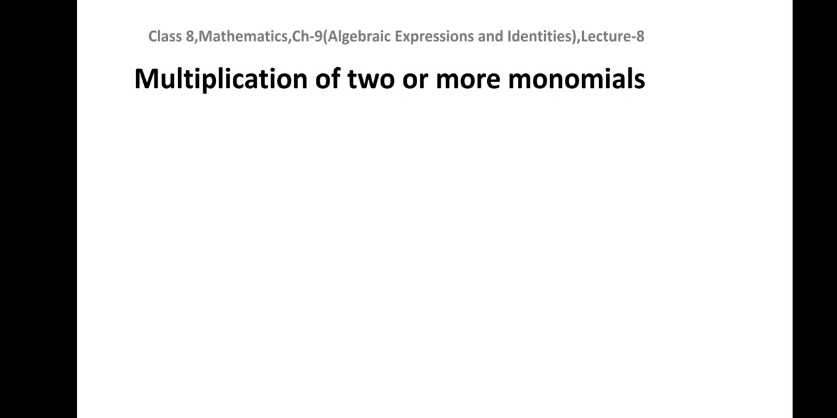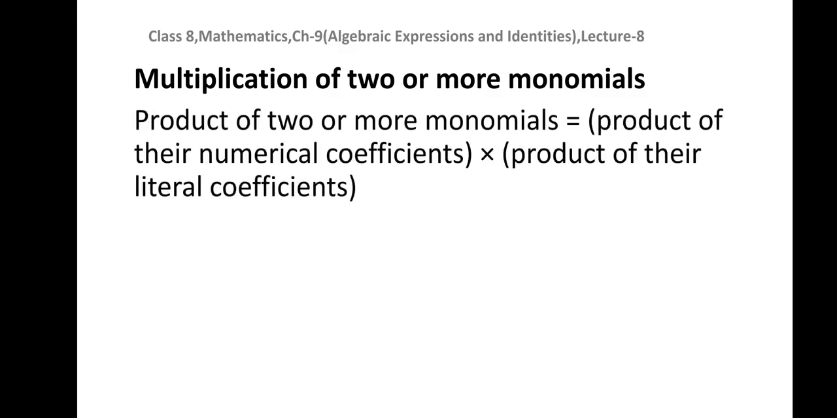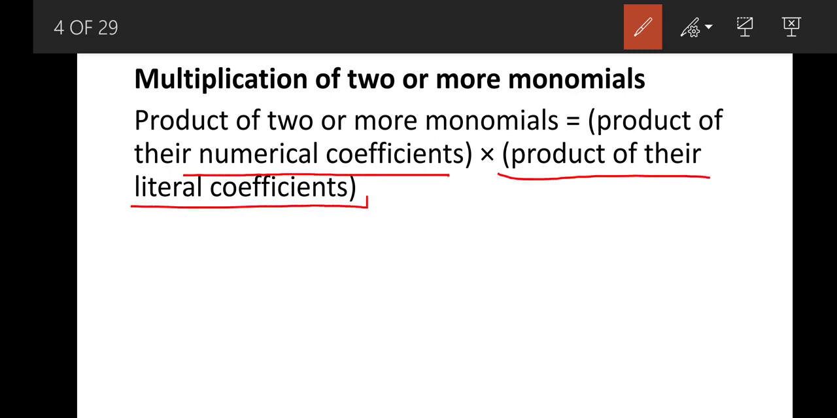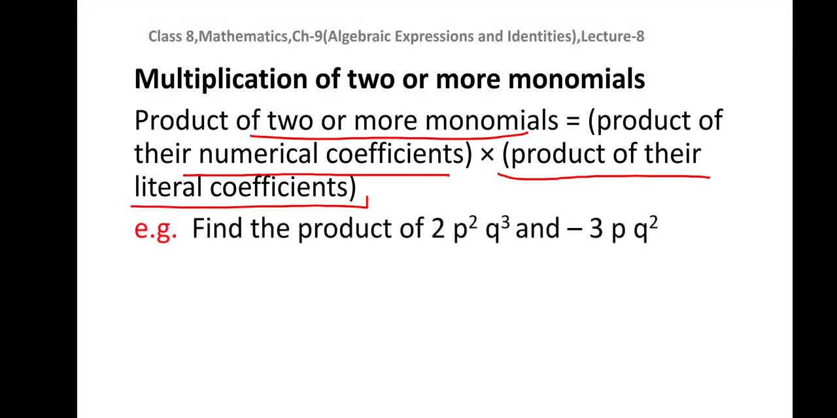Let us understand first the multiplication of two or more monomials. To solve this, you are supposed to take the product of their numerical coefficients and take the product of their literal coefficients. That will give you the final product of two or more monomials. Let us see this with the help of an example.